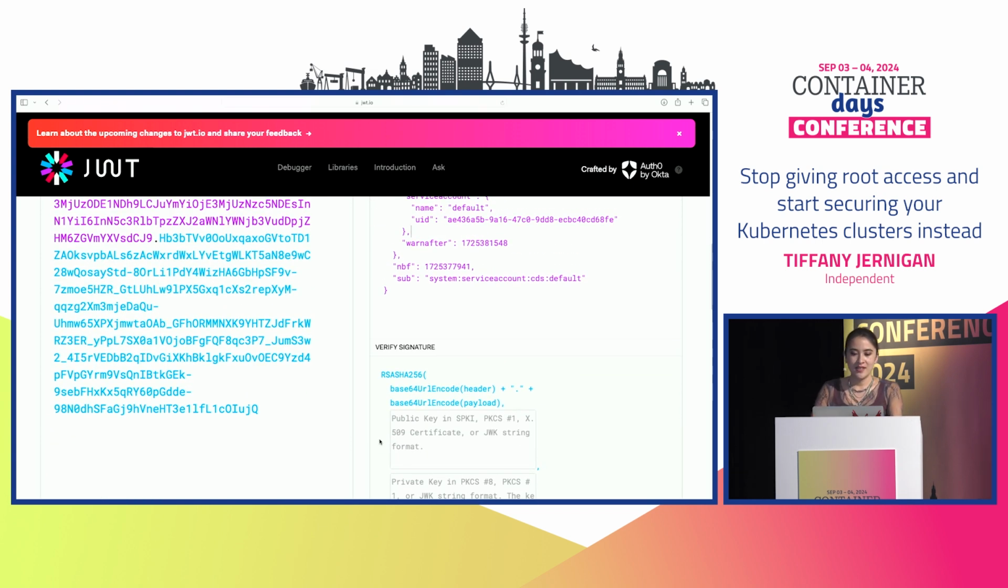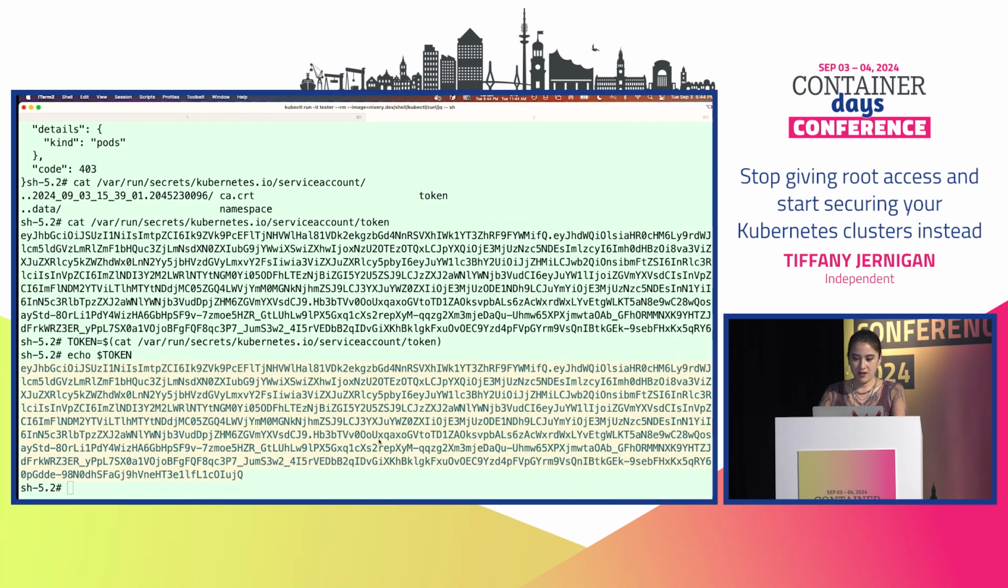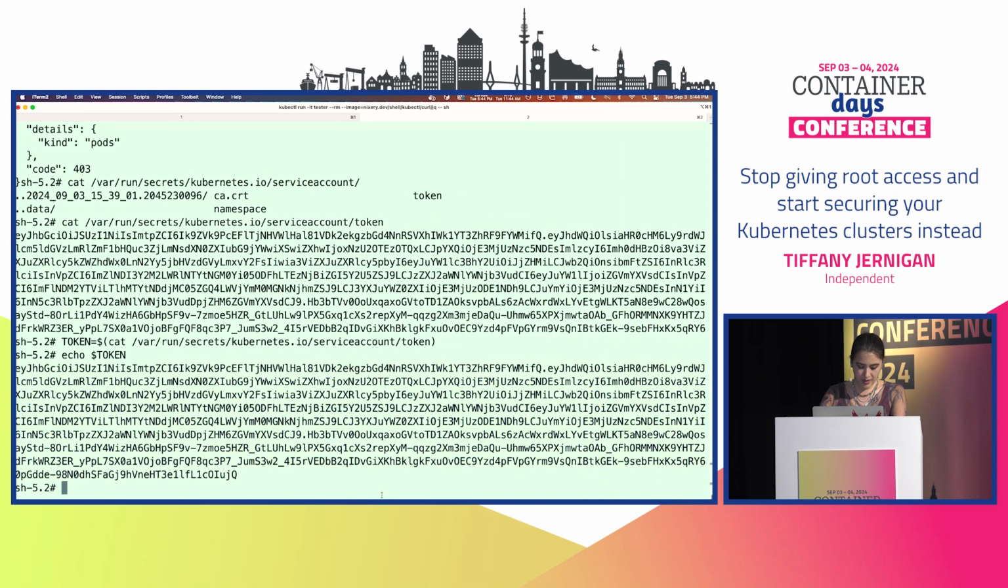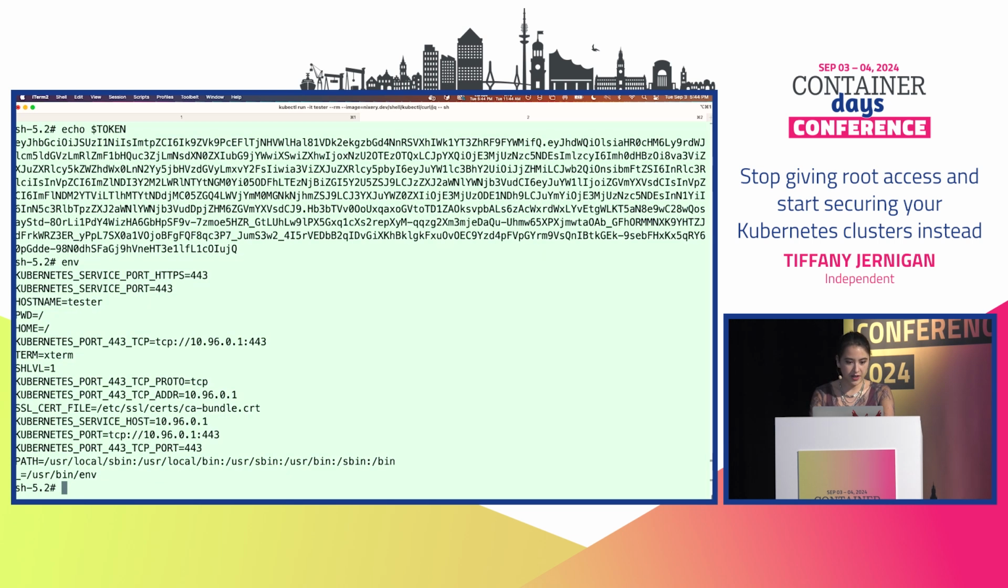So if we go back over here, if we do env, there are also some environment variables, so you don't necessarily have to do a curl or the -v6 to figure out what the IP address is. You can see the Kubernetes port and the service host and things like that. So you could do that as well.